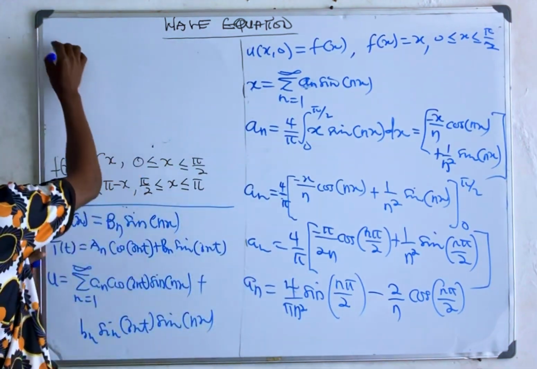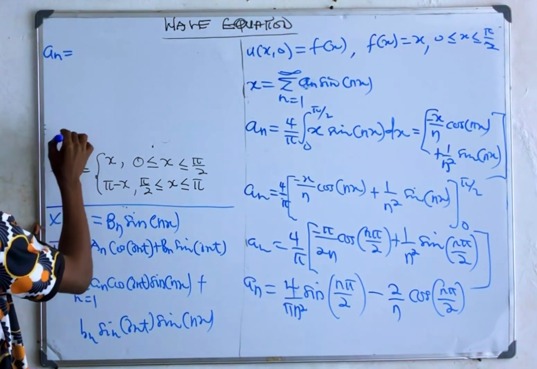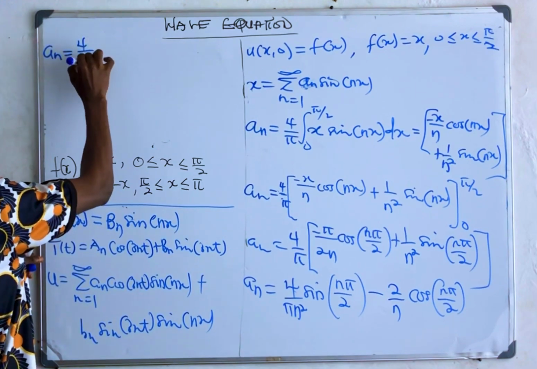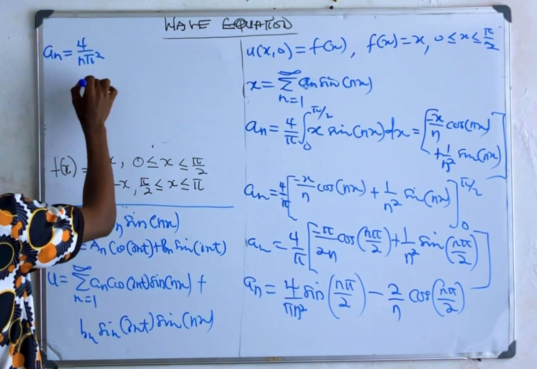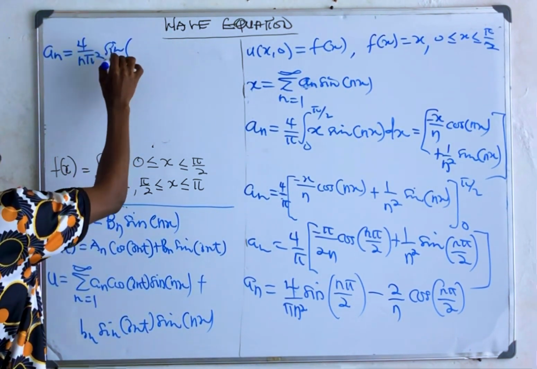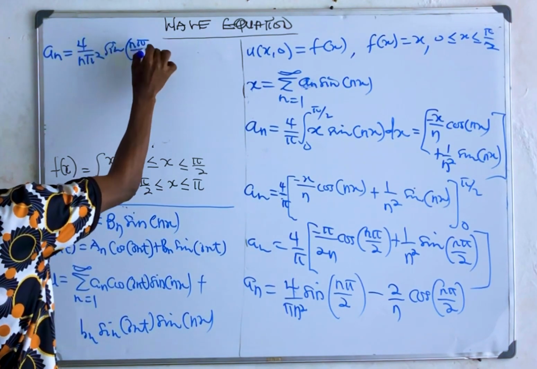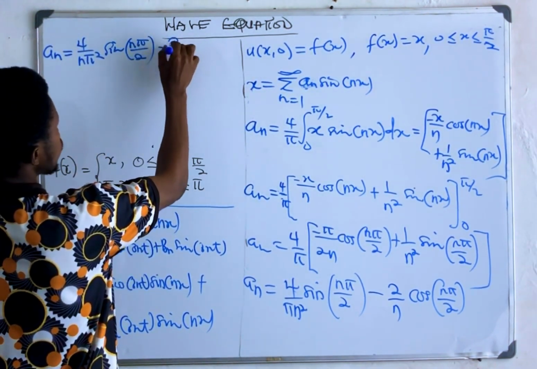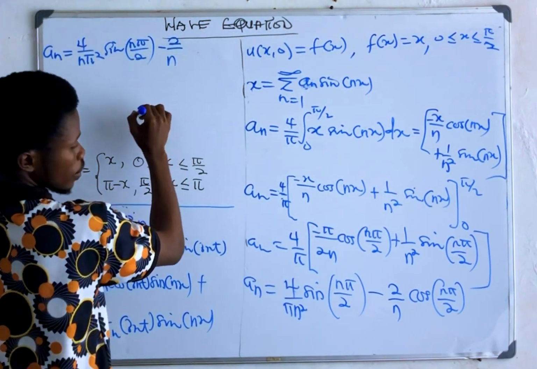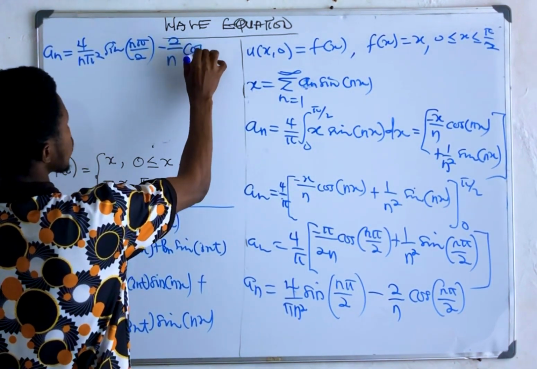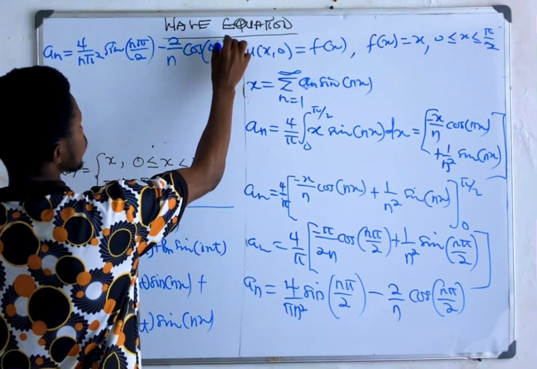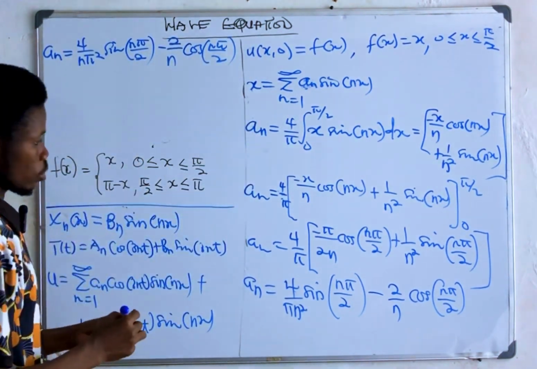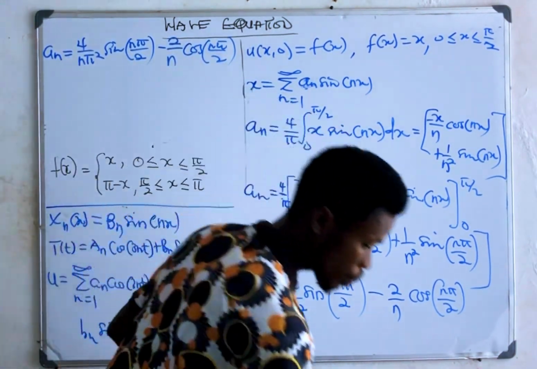So let me write the an here. An is equal to 4 over n pi squared sine n pi over 2, minus 2 over n cos n pi over 2. So this is for our an. So I can clean all this one.